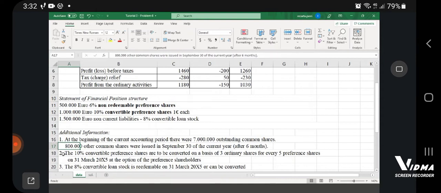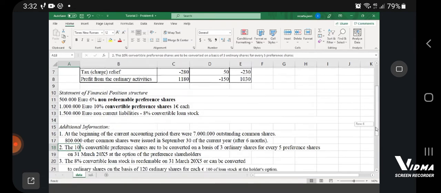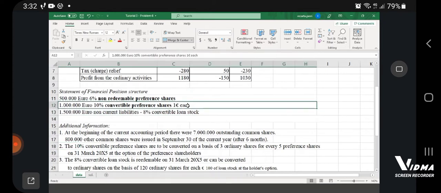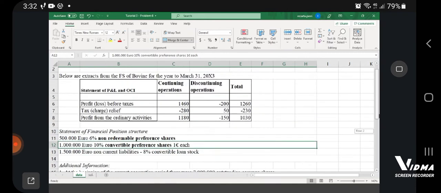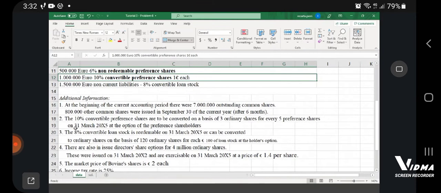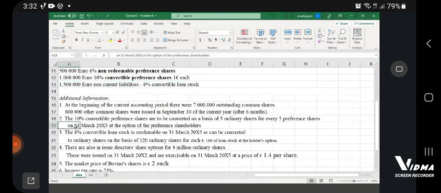The 10% convertible preference shares are to be converted on a basis of 3 ordinary shares for every 5 preference shares. Okay, these are the terms of conversion for these convertible preference shares. This should happen on 31st of March 2005, after 2 years, at the option of the preference shareholder. That means that this may happen later, but we will account for that starting from this period.